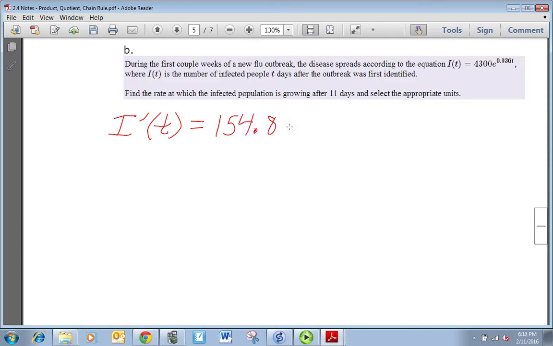154.8 e to the 0.036t, and then we have to multiply by the derivative of the inside, which is the power on e, so it's 0.036.